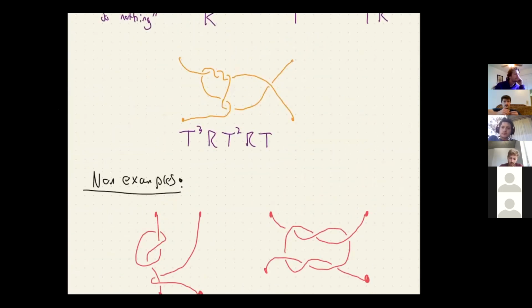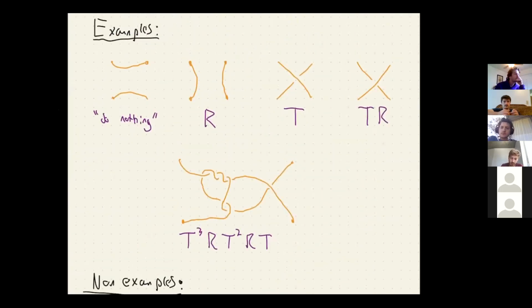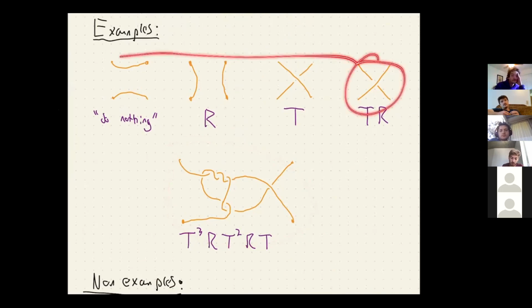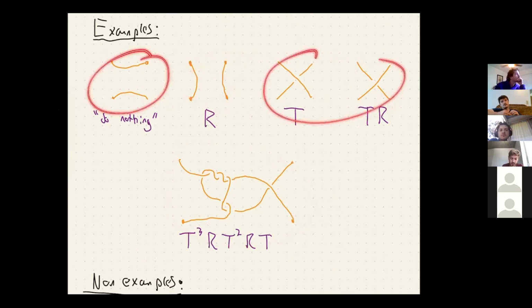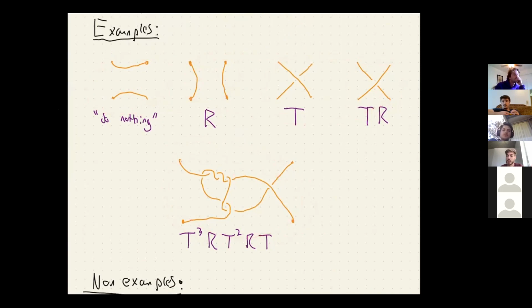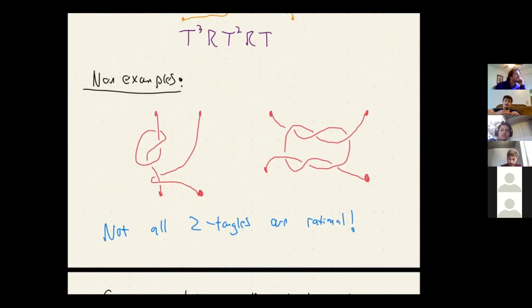Let's go up to the example here. This is an example of a two tangle, a rational tangle, which is not a two braid. These would all be braids, but this guy wouldn't. It's because of this extra thing that we can do, which is we can rotate. Cool.